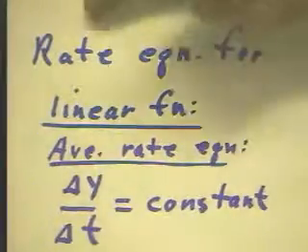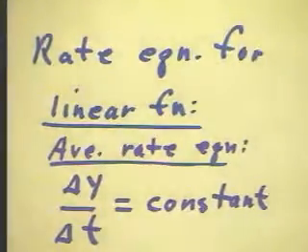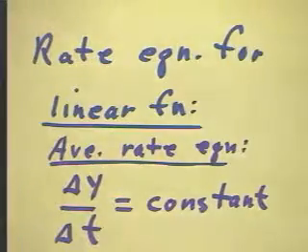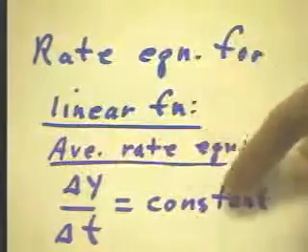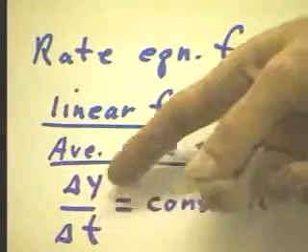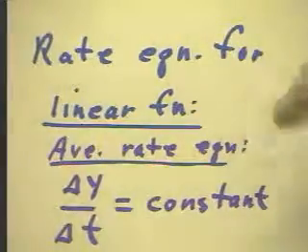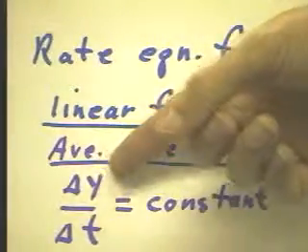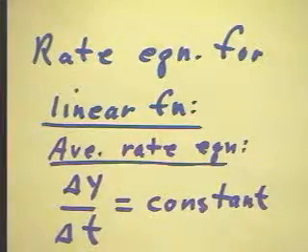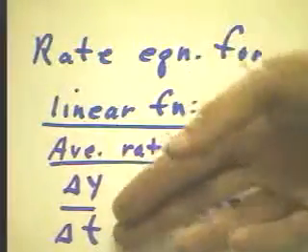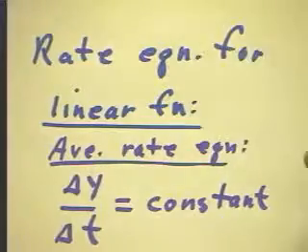We now look at what's called the rate equation for a linear function. The average rate for any linear function, the delta y over delta t that we get, and that's what we mean by the average rate, for example, change in depth over change in clock time. That average rate is always the same for a linear function. That means we always have the same slope.